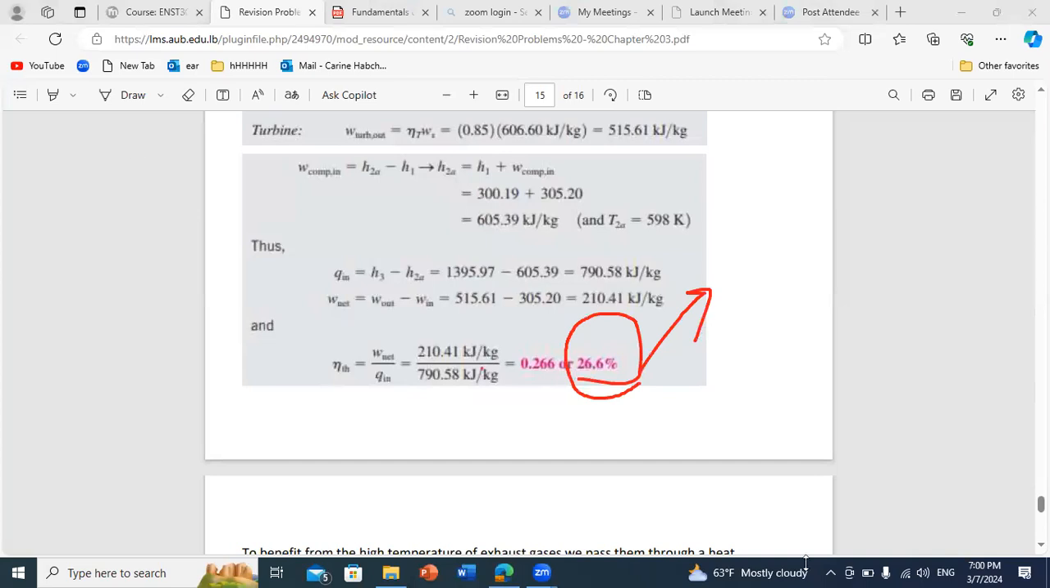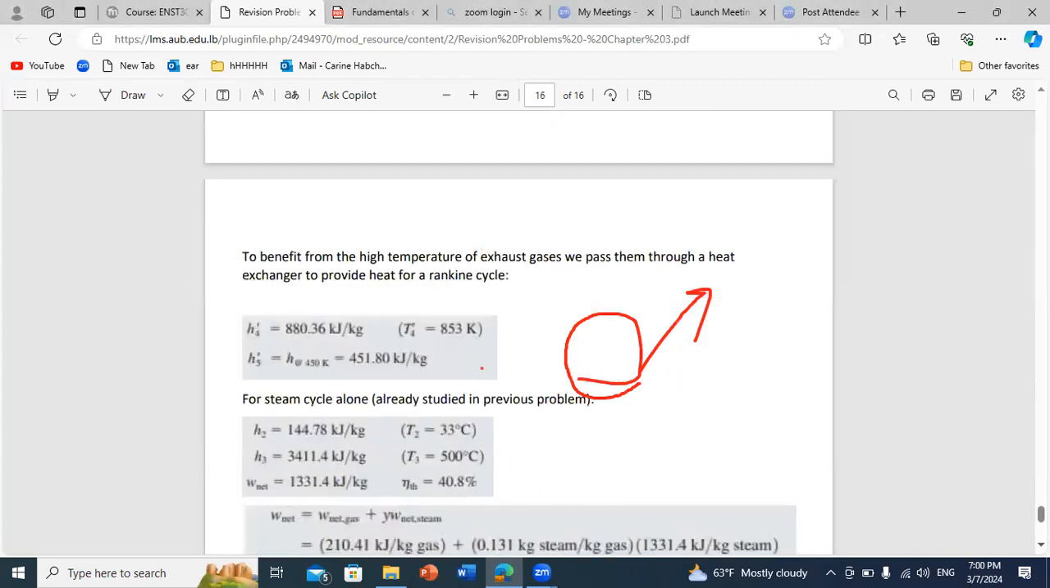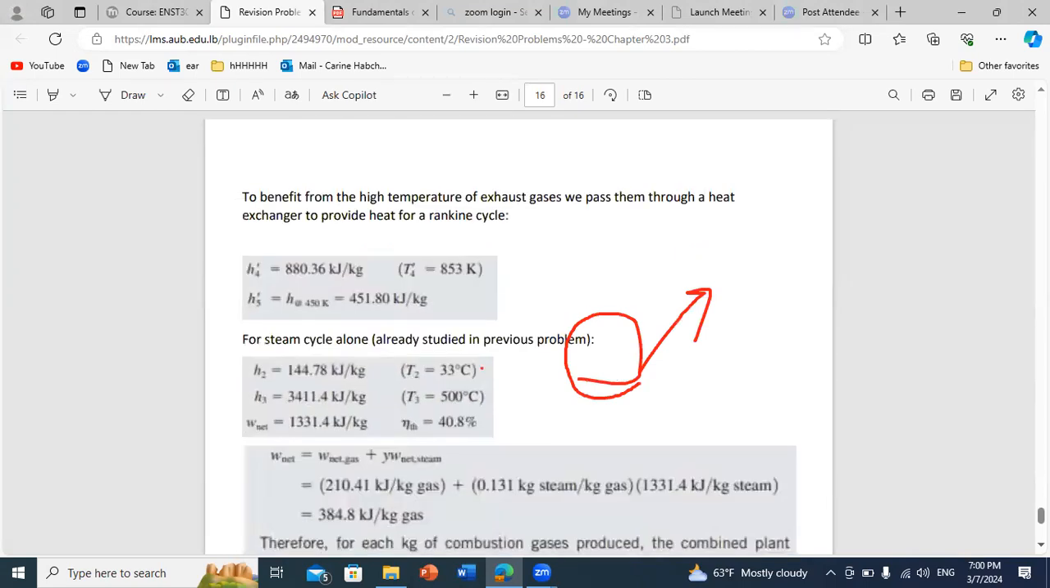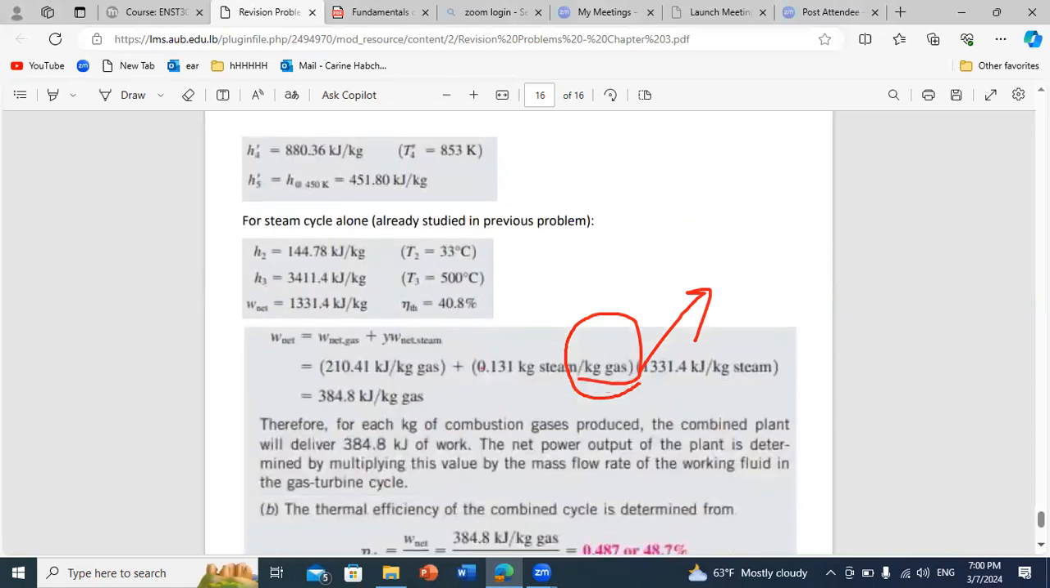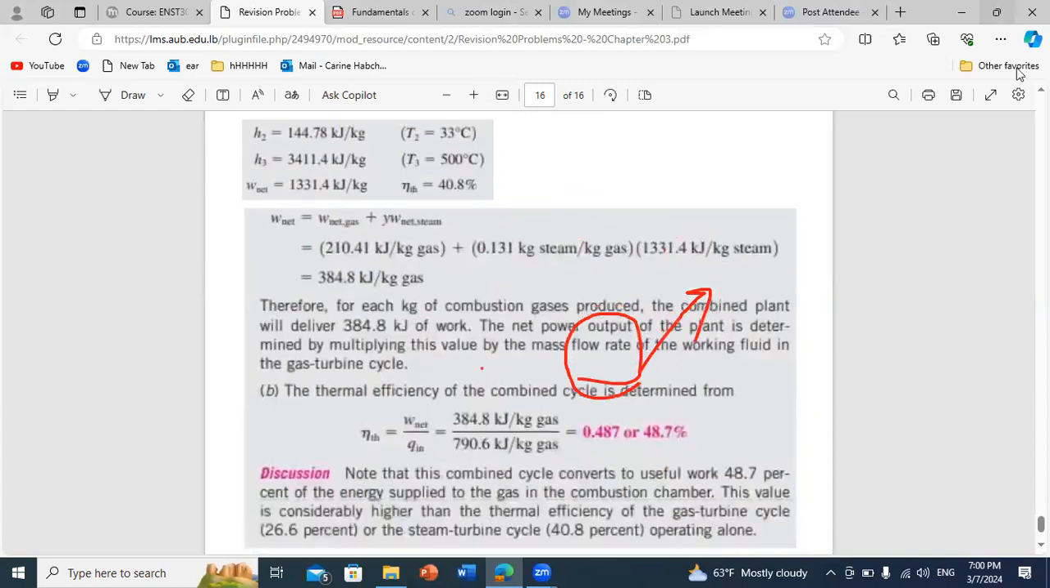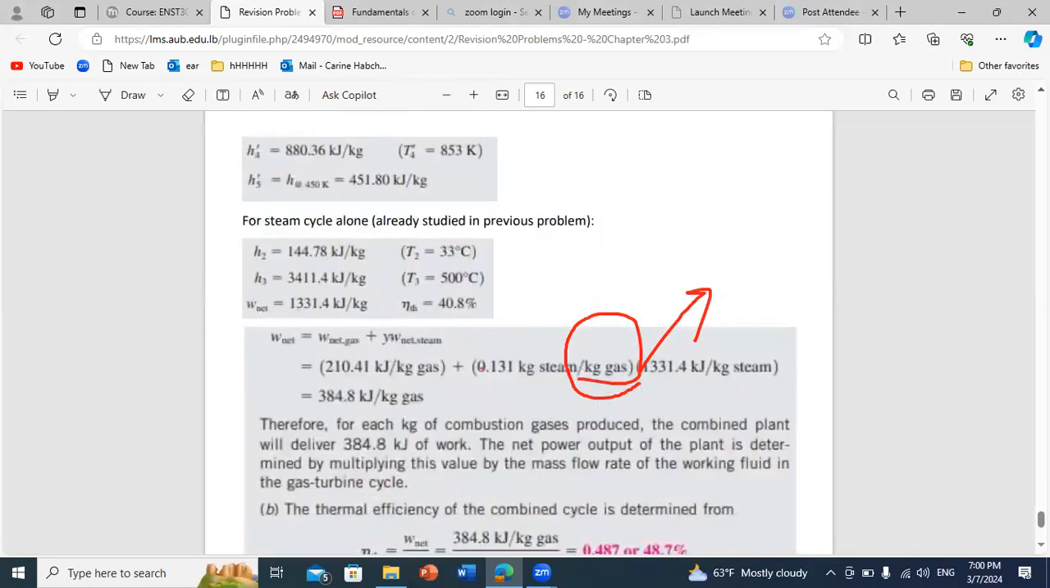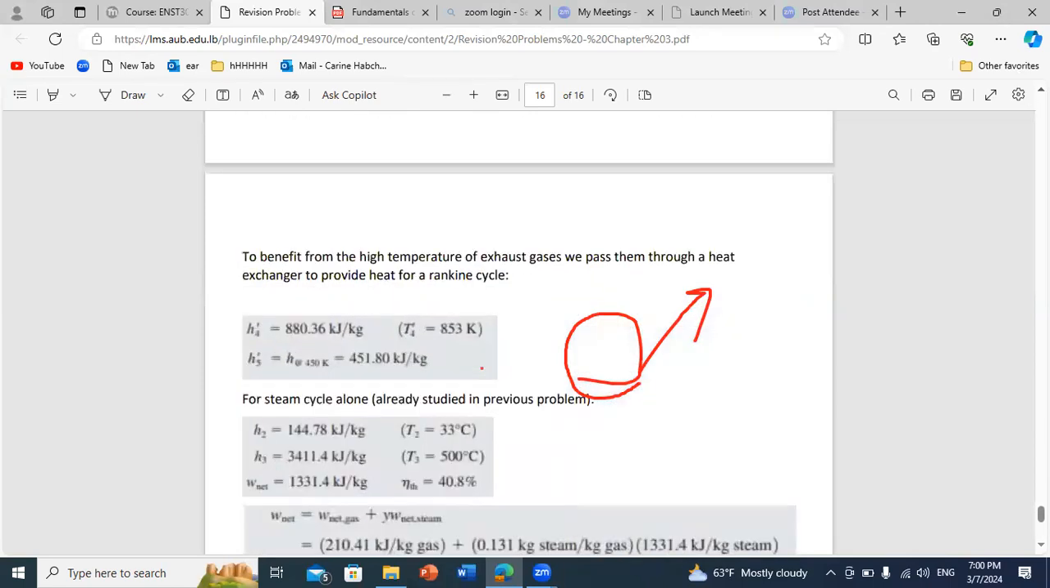Okay, so as we mentioned, we can do this by passing the hot gases through a heat exchanger to provide energy to the Rankine system. Okay, so if we do the analysis of the Rankine cycle separately without considering the gas system, we get an efficiency of nearly 40%. Okay? So you can verify that if you consider the steam cycle alone, which is the conventional Rankine, you get a thermal efficiency of 40.8%. Now, let us combine both.